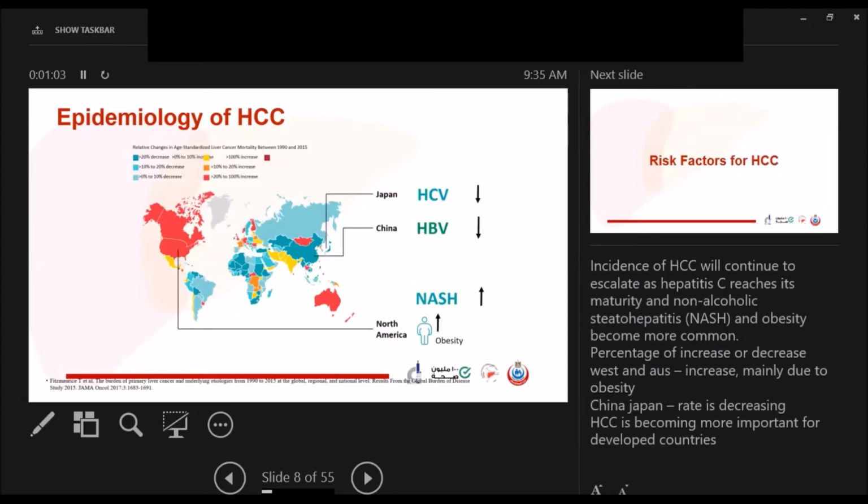According to mortality, there is a changing pattern of mortality due to HCC worldwide. In North America and Australia, we found higher levels of mortality due to HCC, mostly due to NASH, the silent epidemic. And in other countries, there is a decreasing pattern, mostly due to the control campaigns for viral hepatitis worldwide to achieve the WHO elimination strategy by 2030.